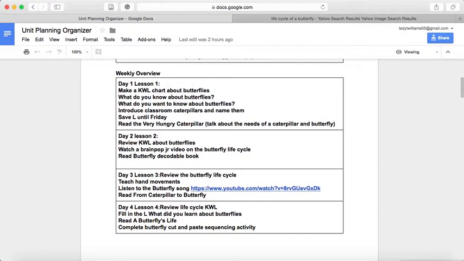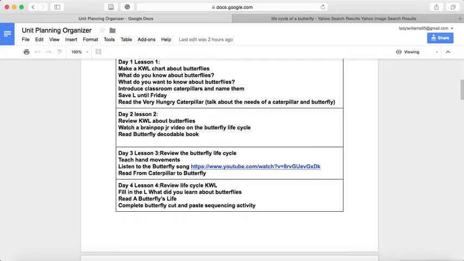I also incorporated ELA standards every single day. So every single day there is a book of some sort, anything to help develop great readers and lifelong readers is awesome. So there are a lot of reading things included. Reading like The Very Hungry Caterpillar. There's a decodable reader for kindergarten. There are some life cycle books from caterpillar to butterfly. There's also some YouTube links that we're going to be using for this particular unit.